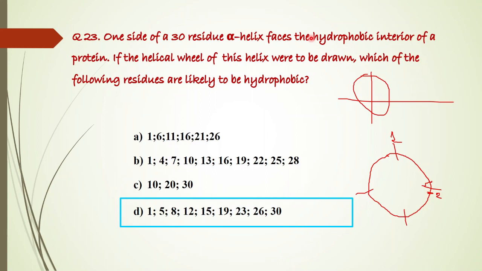But for now we know that only the last option's residues are staying at one part of the circle. So they will stick together and show a single property, either hydrophobic or hydrophilic, whatever it may be. I hope this question is clear to all of you. If not, you can tell me, and I will discuss it again later. Okay.